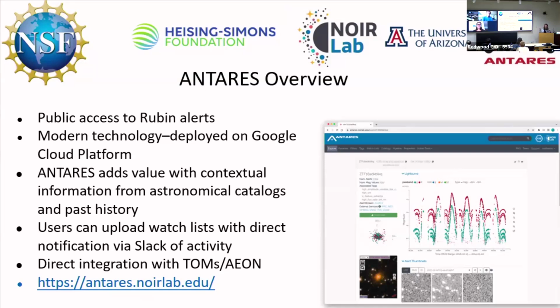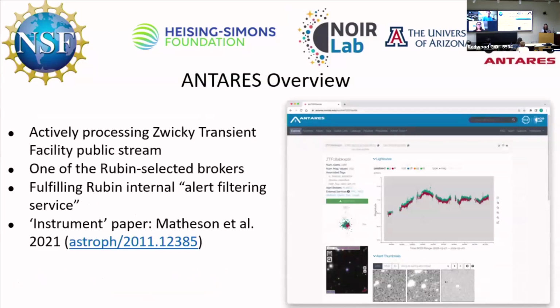A screenshot of... so right now, Antares, like many of the other alert brokers, is actively processing the ZTF stream. It is one of the 7 or so Rubin selected brokers. You just heard David talk about how they are actually getting the alerts for SNAPS from Antares. And they're also going to be fulfilling Rubin's need for an internal alert filtering service, which is a bit of a detail, but it just means another way for users to get direct access to alerts. You would do it through Antares.